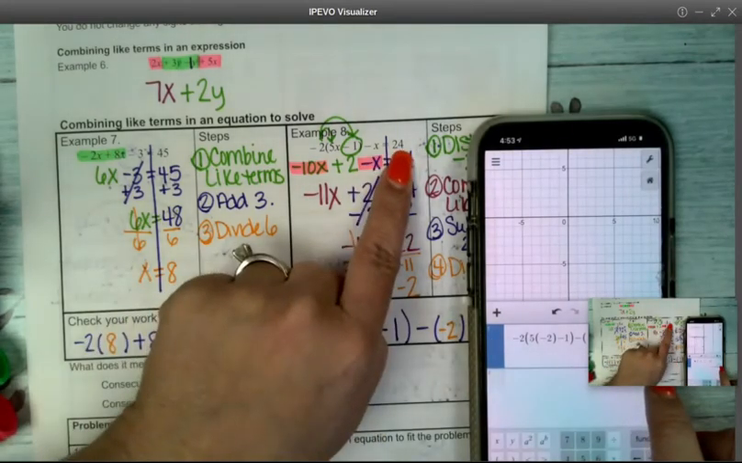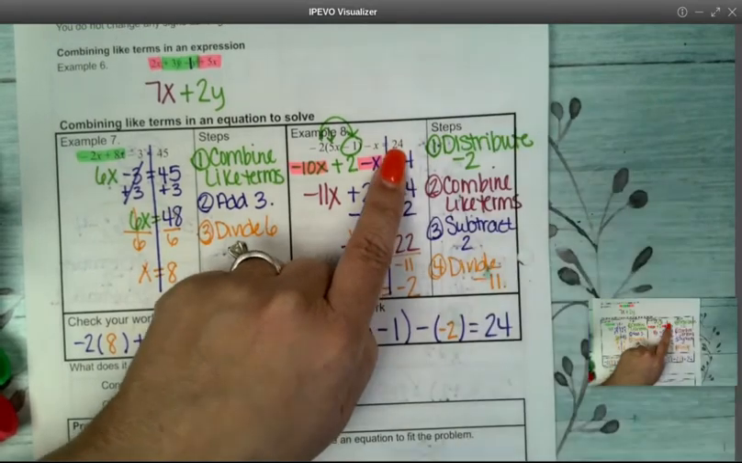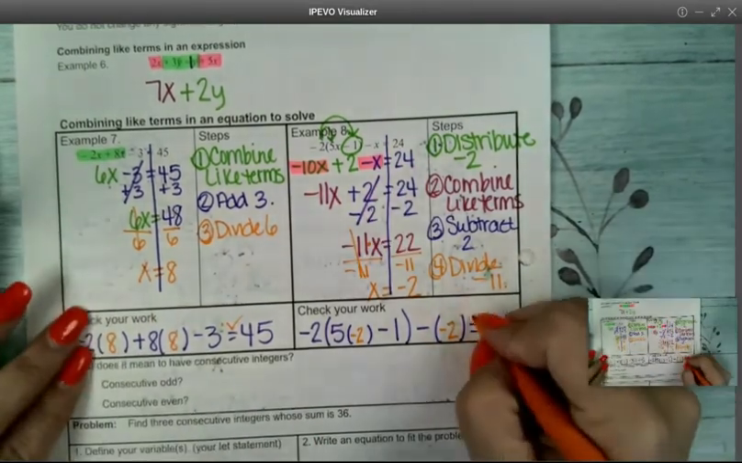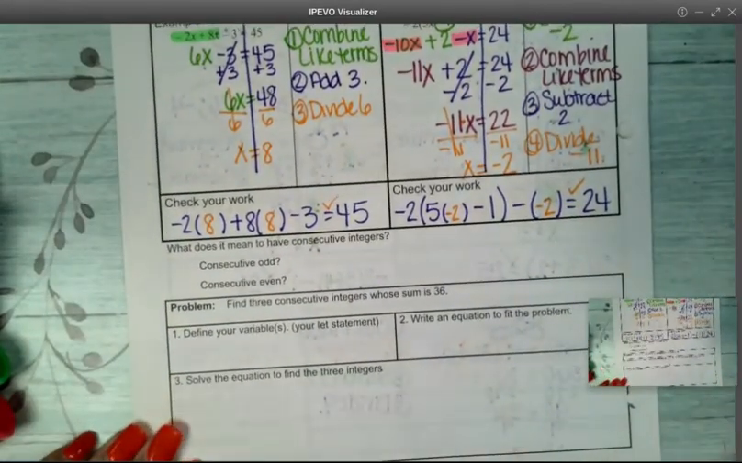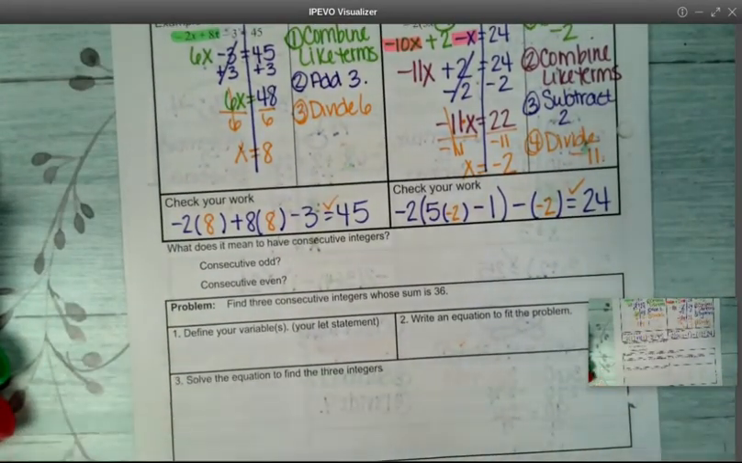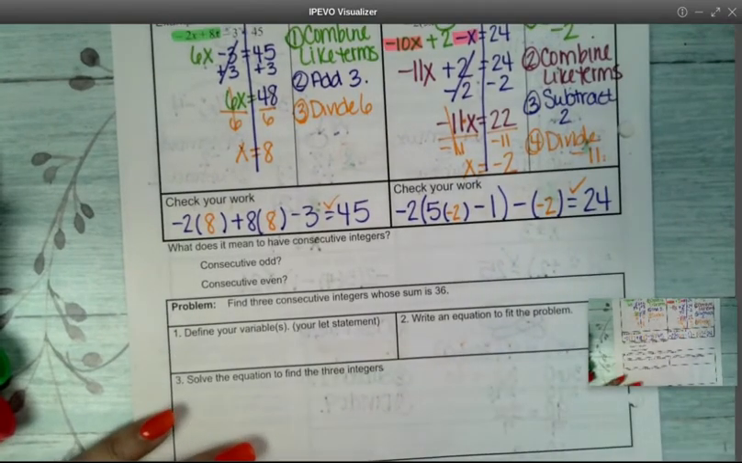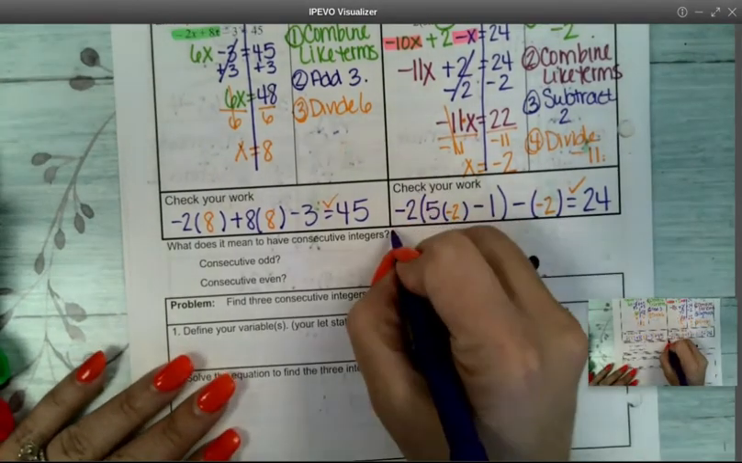And if you can see here, it is supposed to be equal to 24, so I know I've got it right. And that's a quick, easy way to make sure you're going to get a 100% on your test. All right, so the very last section, it says, what does it mean to be a consecutive integer? Remember, consecutive means one right after another.